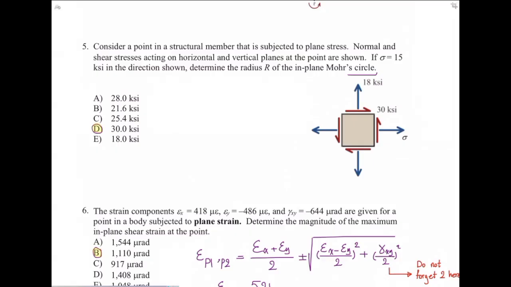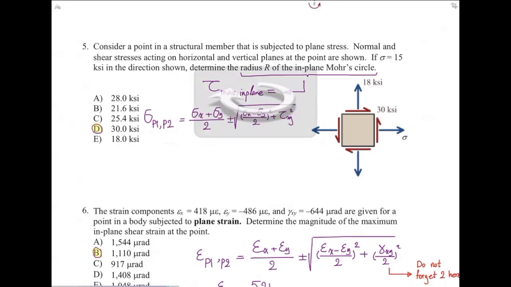Consider a point in a structural member that is subjected to plane stress. Normal and shear stresses acting on the horizontal and vertical planes at that point are shown. If sigma x is 15, sigma y is 18, and tau xy is 30, determine the radius of the in-plane Mohr circle. The radius of the in-plane Mohr circle is another name for maximum in-plane shear stress, because we know that the radius of the circle is equal to the maximum shear stress. So it means the maximum in-plane, and similar to what we had before, we need to determine principal stresses.